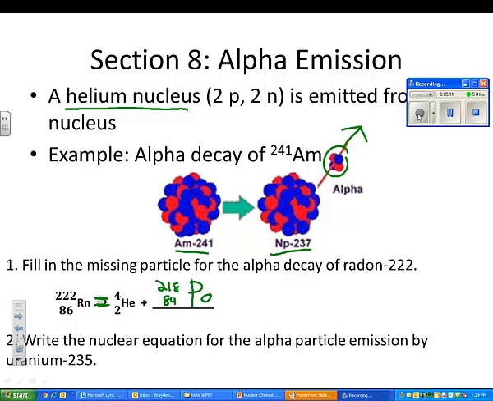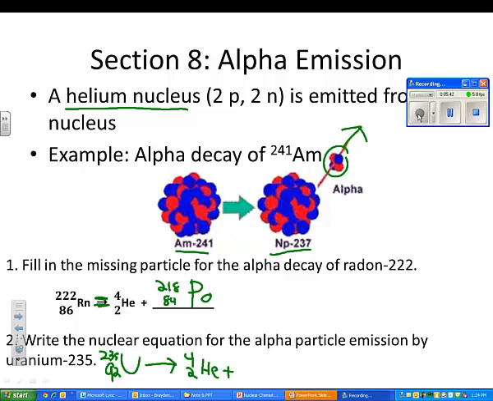Now write the nuclear equation for alpha particle emission. That's what we just did. Oh, different one. So write it for alpha particle emission by uranium-235. So uranium, U, 235 is the mass number. Look on the periodic table, you find uranium is number 92. And we're going to emit an alpha particle, so yields alpha particle, which is 4 over 2 He. That's why it's so important to know those symbols. Plus something.